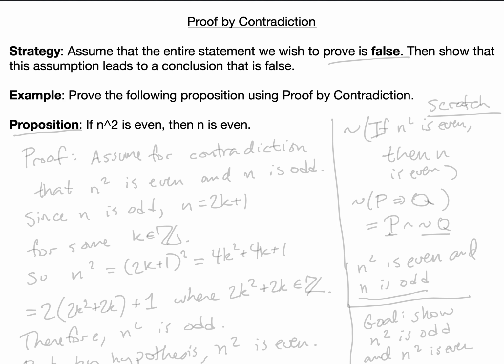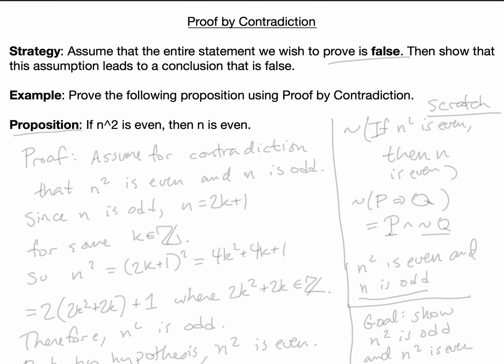This video introduces the proof technique, proof by contradiction. Our general strategy is to assume that the entire statement we wish to prove is false. We then show that this assumption leads to a conclusion that is also false. We know that a statement, by definition, is either true or false, but it can't be both or somewhere in between. So if our assumption is not false, then it must be true. And that is proof by contradiction.